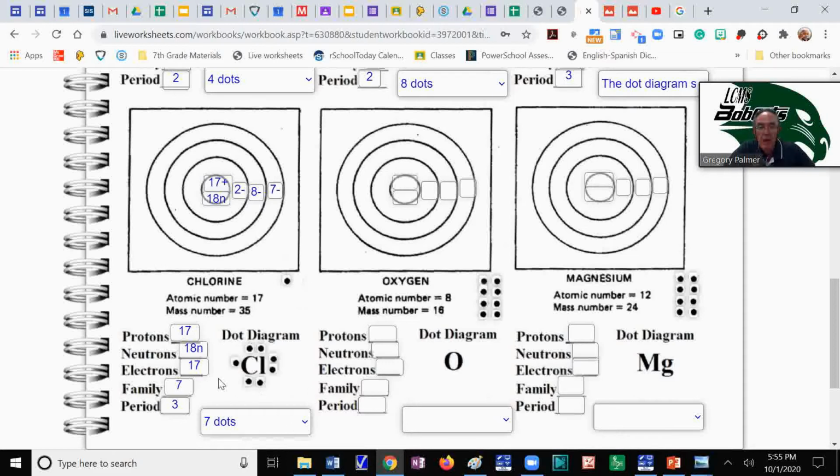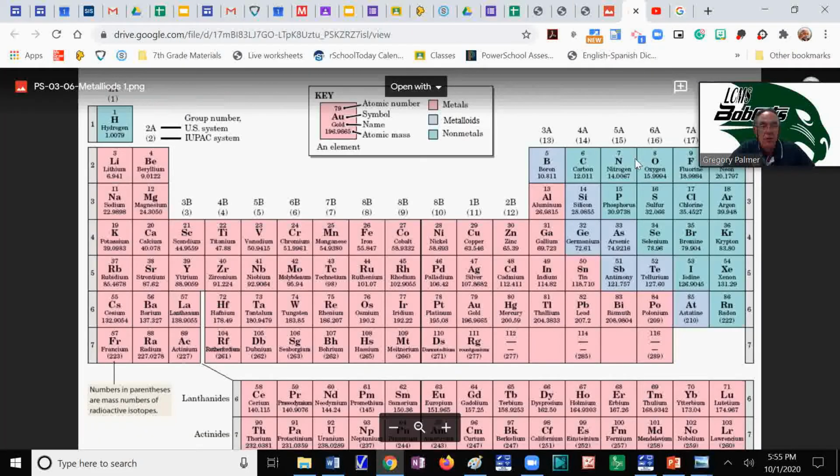Okay. Now let's look. We said chlorine is in family 7, period 3. So here it says family 7, it's 7A, and it's on this third row. First row is hydrogen and helium, and this is the second. This is the third period, so it's right where we predicted it would be.